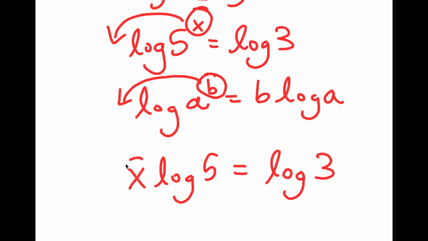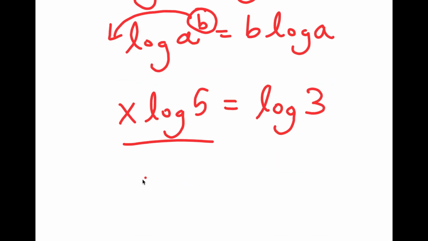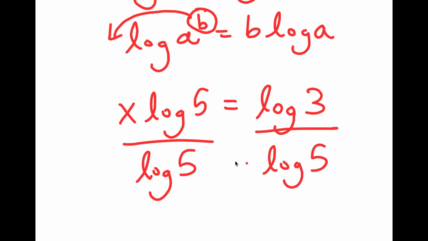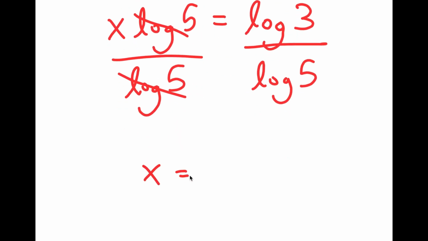And now notice how x is an actual term that I can solve for. And to isolate x, I'm going to divide both sides by log 5. So then these two cancel out, and I get x is equal to log 3 over log 5.